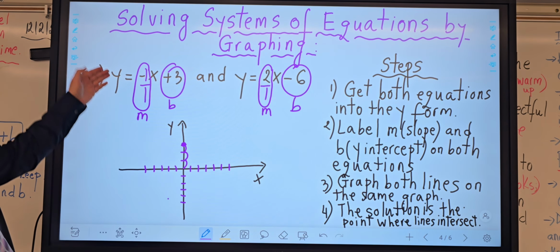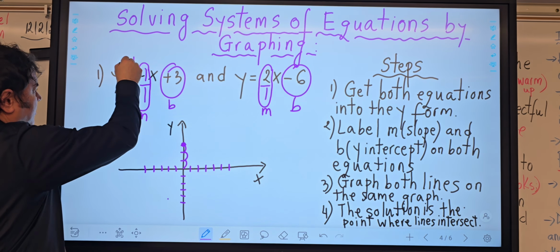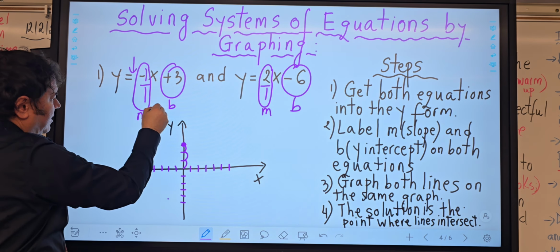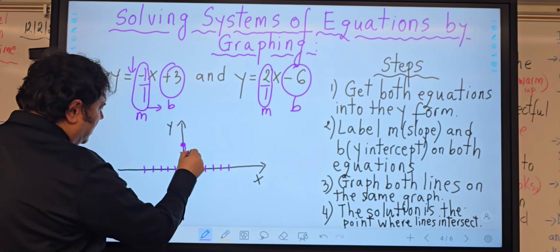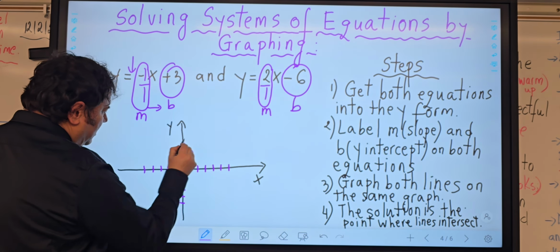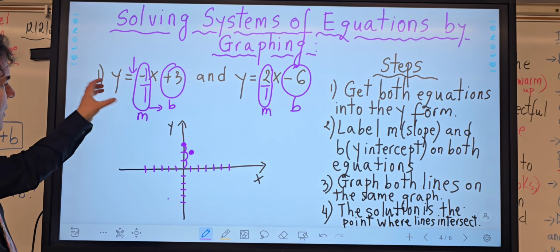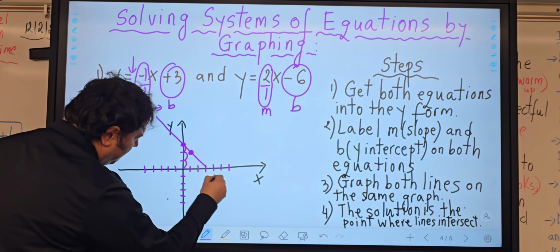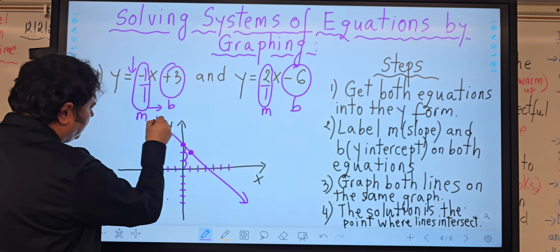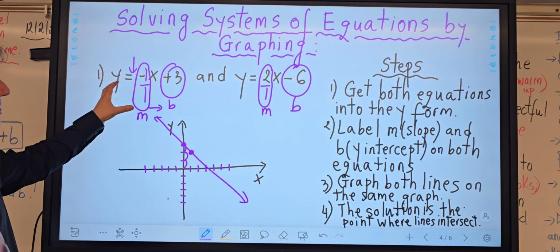And then we are going to go 1 unit down because the 1 is negative. So we go 1 unit down. And then the other unit to the right. So let's rise 1 unit down, and then the other unit to the right. And now we have the second dot. And let's connect the dots to get the first equation graphed. Okay, so that's the line for the first equation.